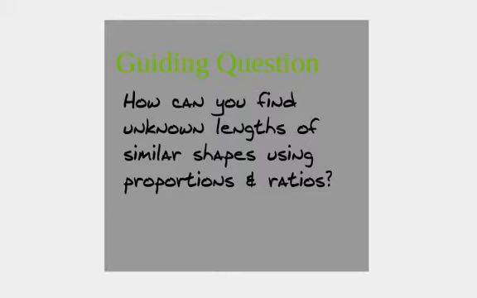Alright, so this is our guiding question. How can you find unknown lengths of similar shapes using proportions and ratios? So we're going to be doing that. We're going to be looking at scale models of the solar system. We're going to be looking at shapes and comparing their ratios with proportions and finding those missing lengths. Let's do it.